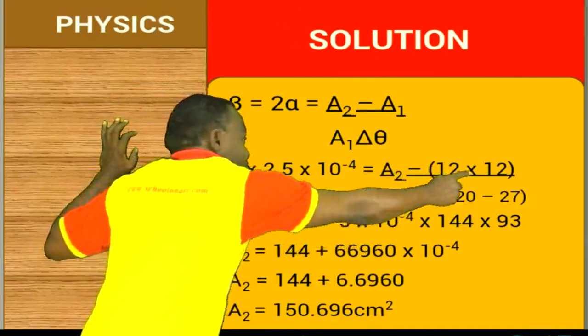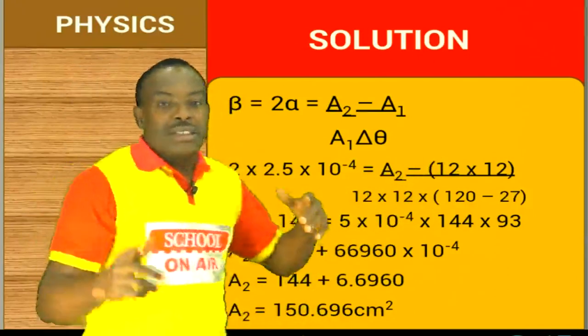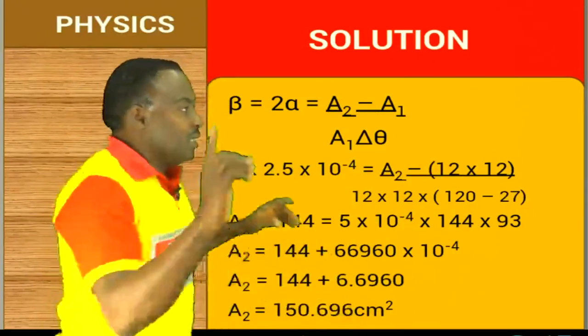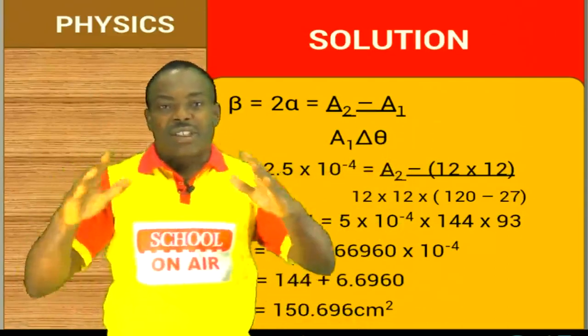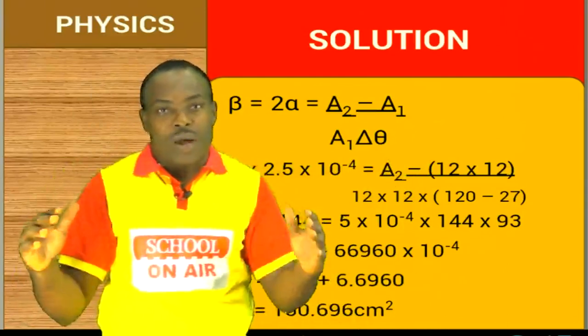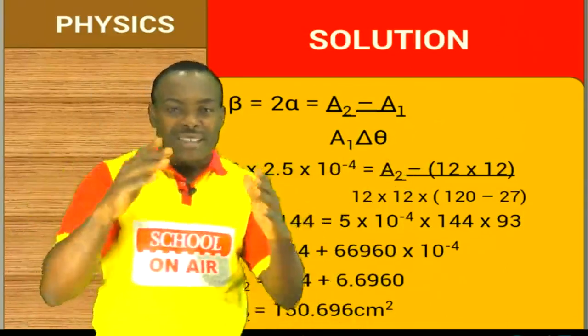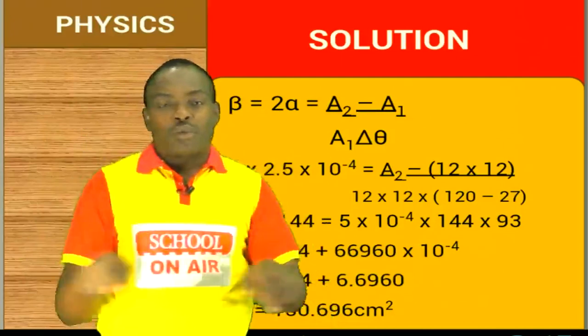We are using 12 by 12 here. Why? When we are dealing with linear expansivity, we only need to use this one once. But in this case, we are dealing with area. And since the shape is a square, the area of a square is length times length, because the shape of a square is what?